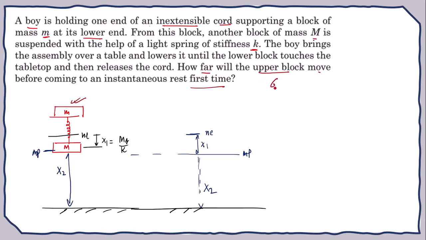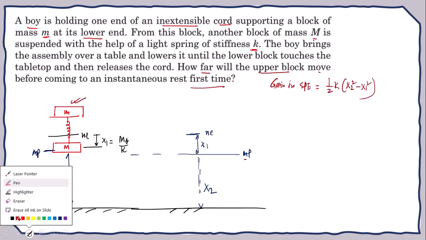So finally the spring gains some kind of energy. Can I write gain in spring potential energy? What is that number? That should be equal to half k times x2 square minus x1 square. Why? Because x2 is the measured length from the mean position and x1 is the measured length from the natural length. So x2 square minus x1 square will be the value of gaining spring potential energy.